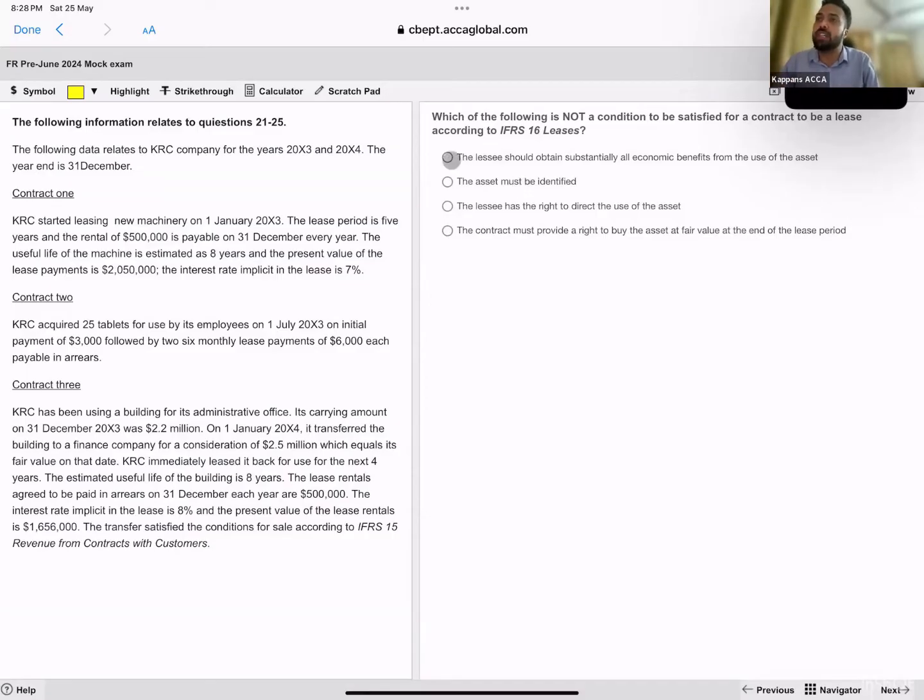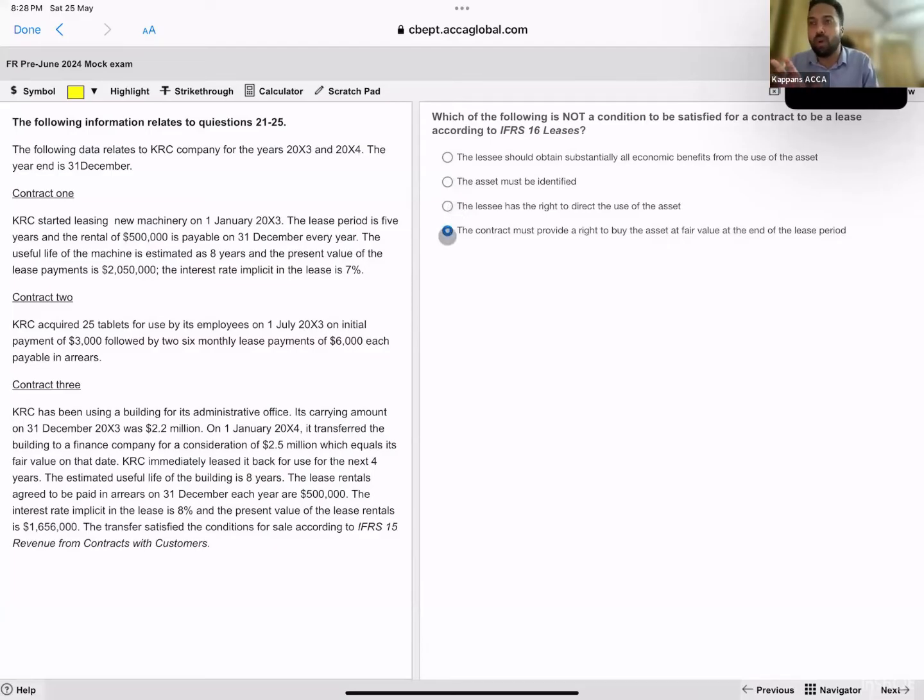The lessee should obtain substantially all economic benefit from the use of the asset. That's a condition to be a lease. The asset must be identified. It is also a condition. The lessee has the right to direct the use of the asset. That is also a condition.